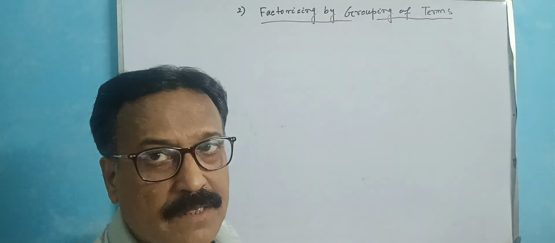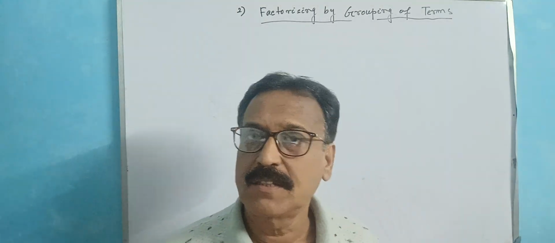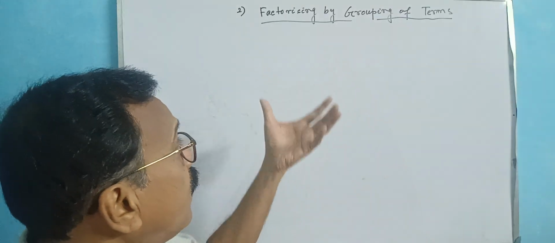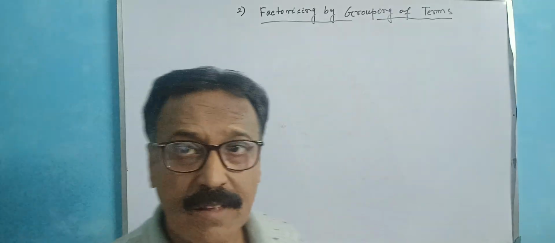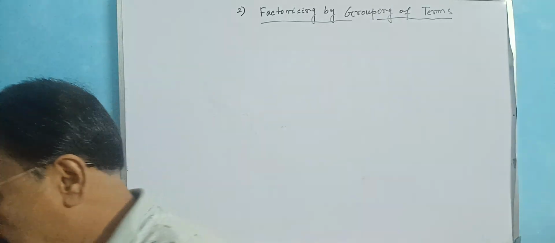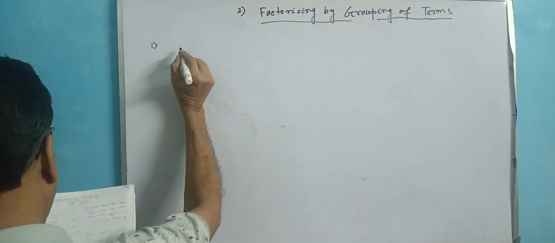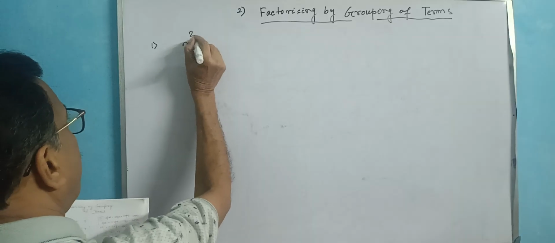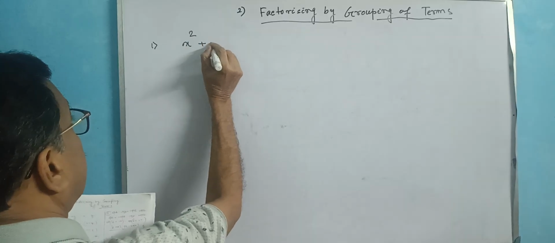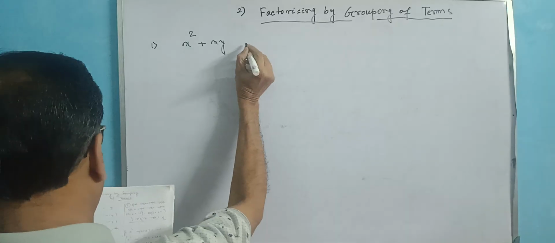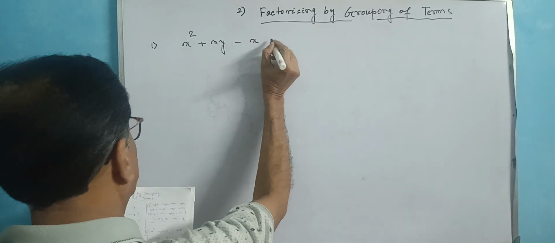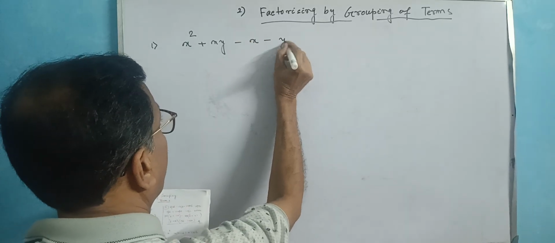What do you mean by this? The algebraic expression is there, and we factorize this. First, grouping the terms. Suppose a sum here. I note down the sum. First one, suppose x square plus xy, very interesting, minus x minus y.